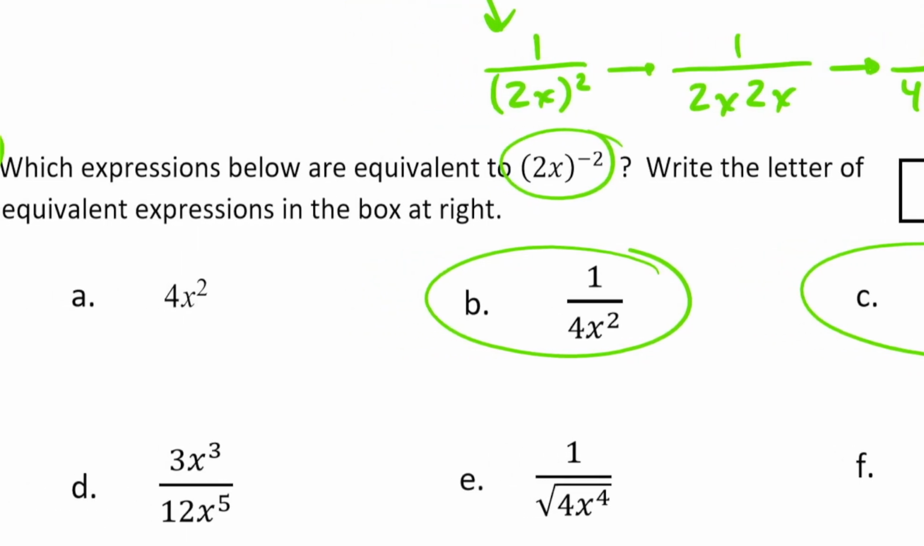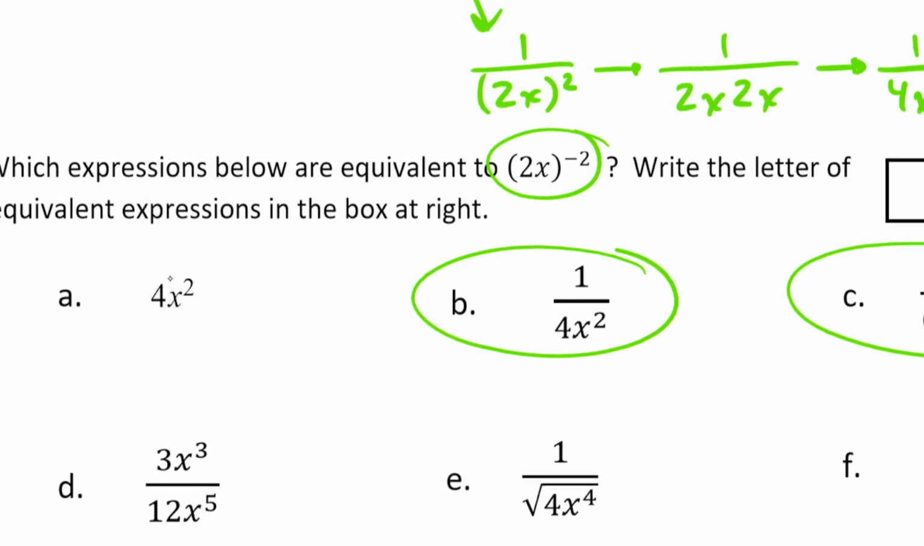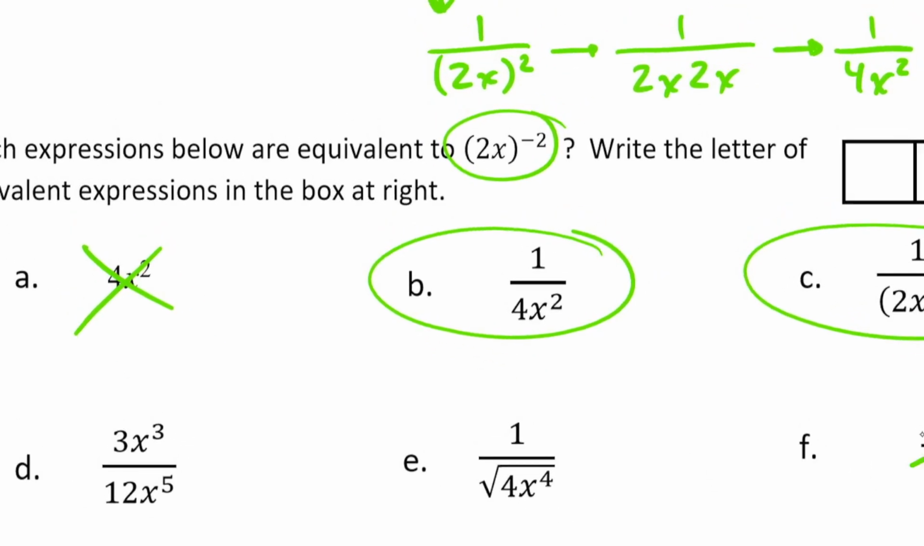Clearly it is not A, right? Because it's 1 over that. So we have the reciprocal of that, and it's not negative 4x squared.